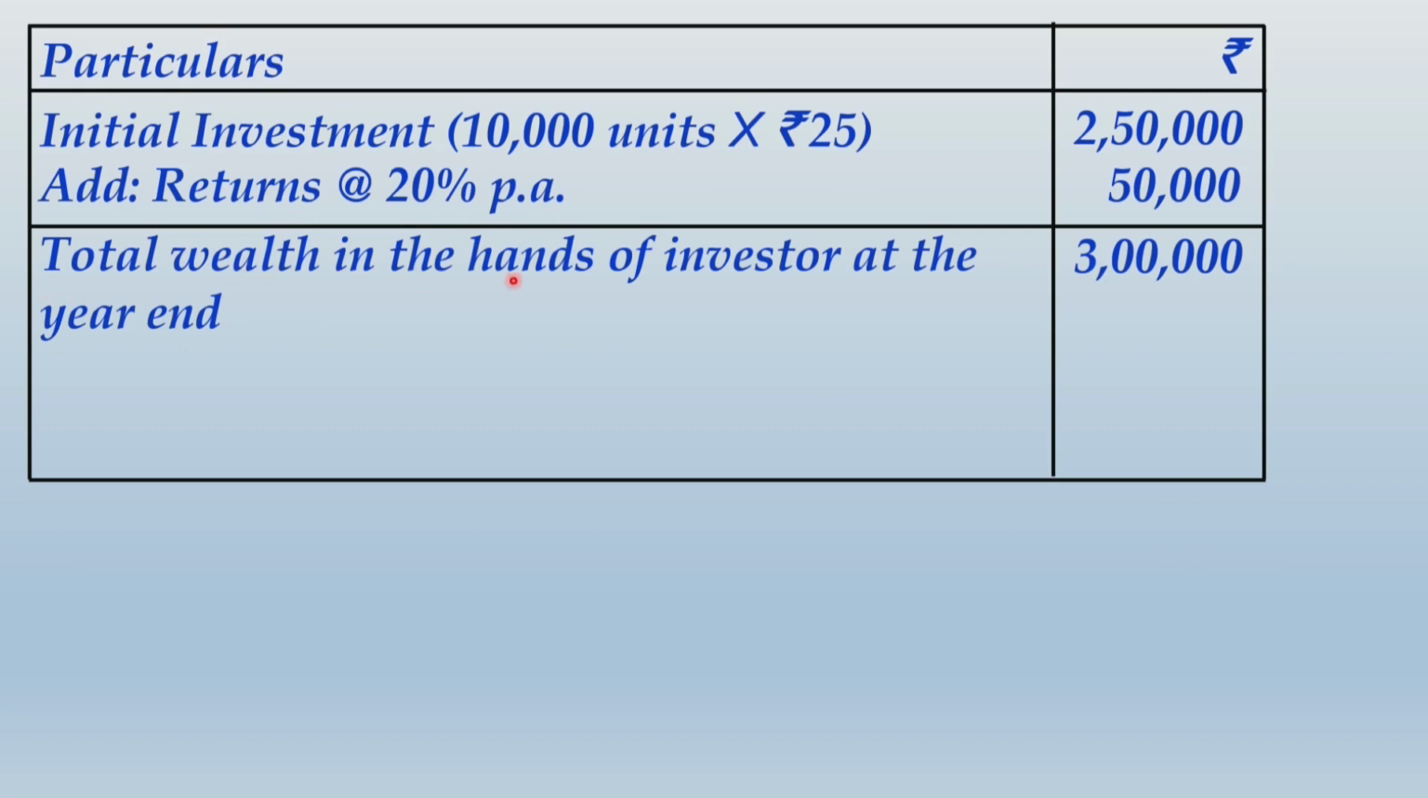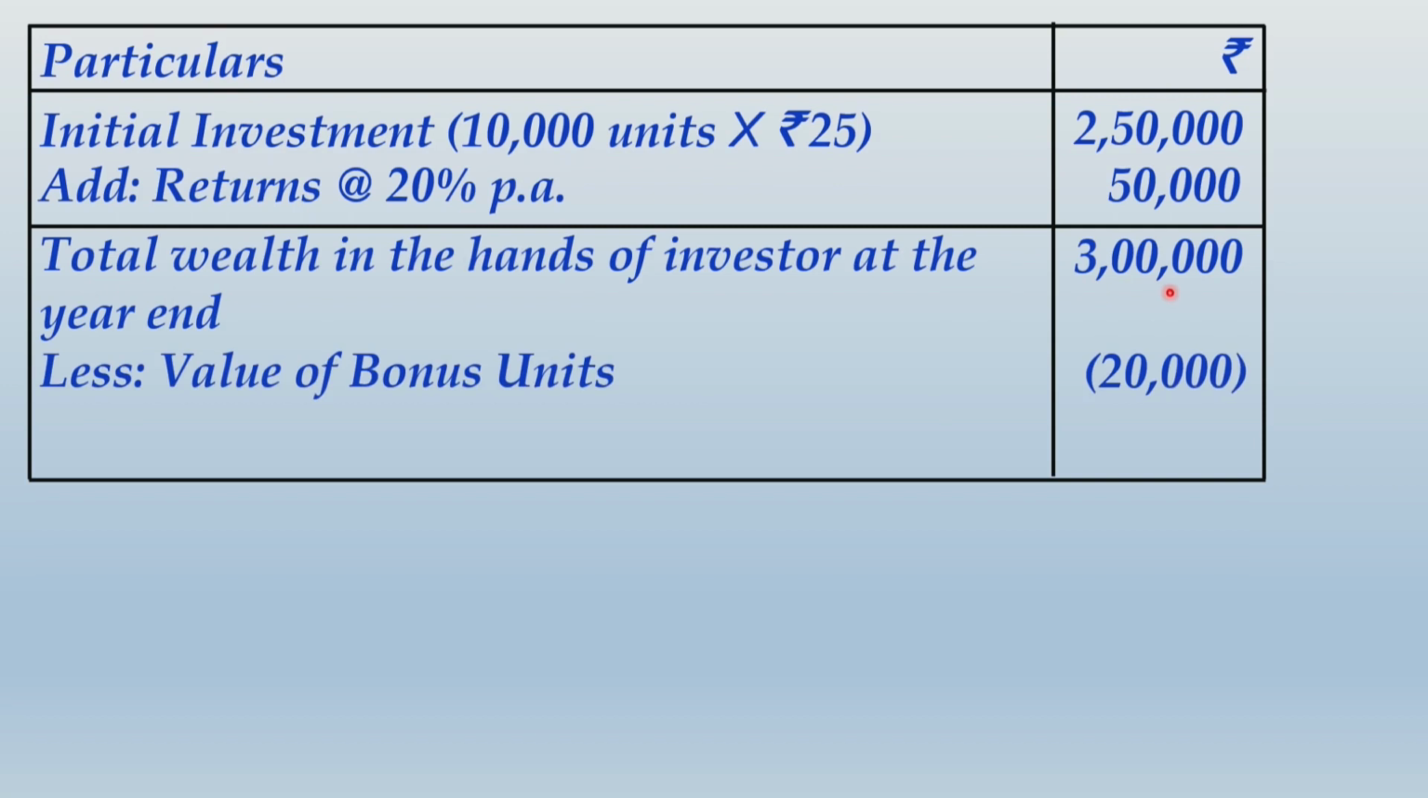So total wealth in the hands of the investor at year end will be 3 lakh. Now obviously this 3 lakh includes bonus also, correct? Because this is the total wealth. From this 3 lakh, if you subtract the value of bonus units, the value of bonus was given as 20,000. And we have assumed that this bonus was given at the end of the year, so this 3 lakh is at end of the year, and 20,000 is also the value at end of the year.